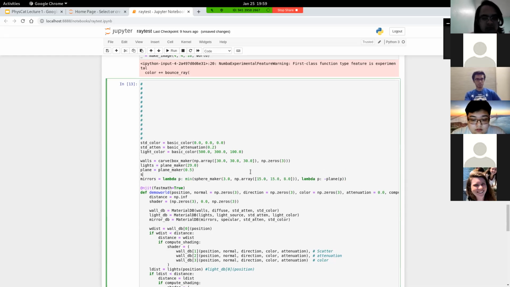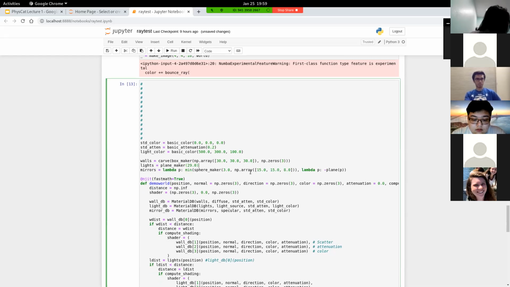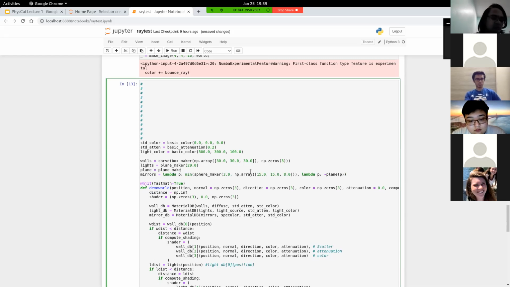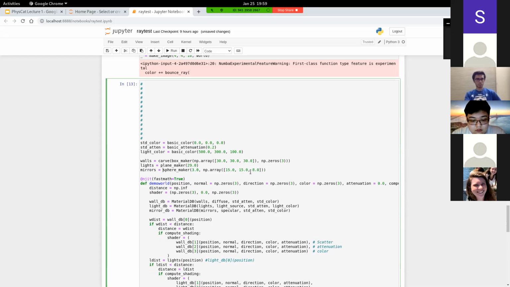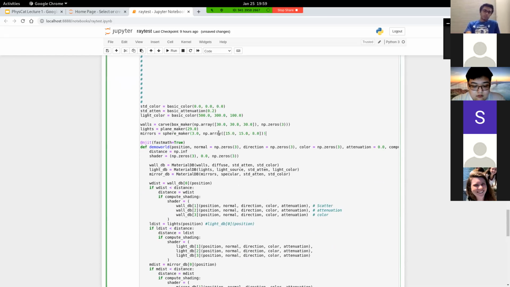How about you just go with what you had before, but change the parameters a bit? That's a brilliant idea, Ditya. Just go with sphere maker 3.0, change the 3.0 to something else. Don't worry about carve. I co-lecture because I get very tunnel vision sometimes. So the 3.0 is the radius, and the 15.15.8 is the XYZ center position.